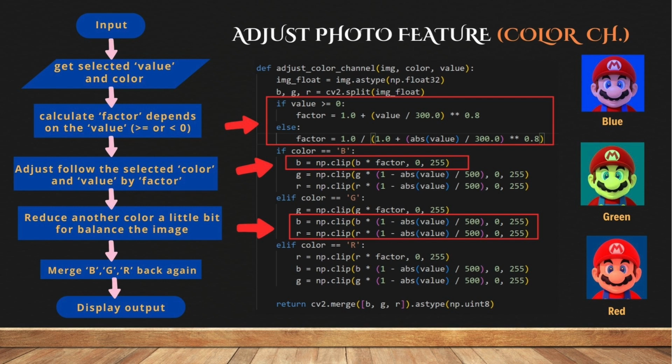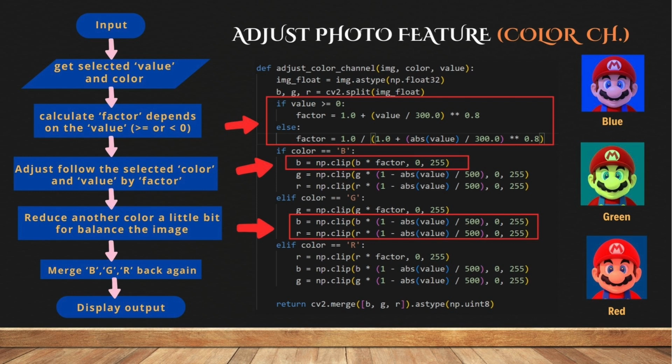For the adjust photo feature color channel, this feature allows independent control over the red, green, and blue channels in the image. You can see the color separated into blue part, green part, and red part. If we increase red, this can make a skin tone look warmer and more vibrant. And if we adjust it again, this can help fix color imbalance in nature photography.